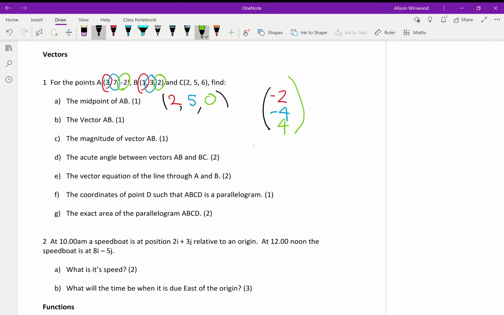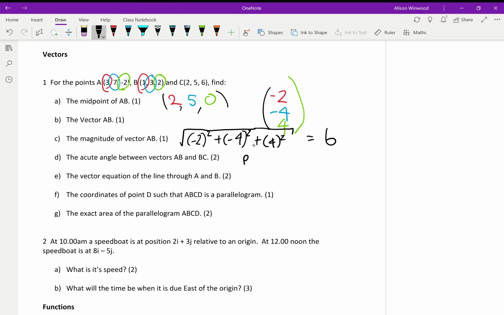This then gives me the ability to do the magnitude, which is Pythagoras. Square all the dimensions, sum and square root, and that gives me 6.